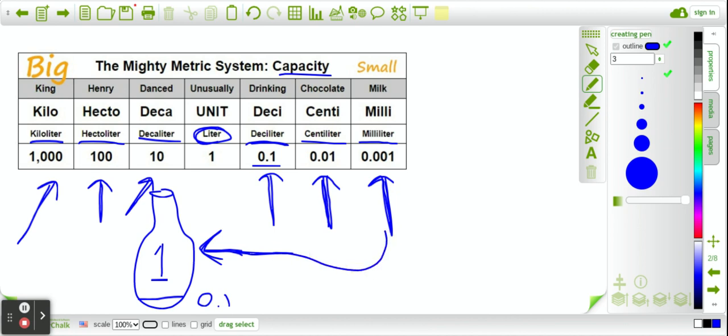And those are our capacity units for the metric system. Kiloliters, hectoliters, dekaliters, liters, deciliters, centiliters, and milliliters. The most common ones that you're going to hear about are the milliliter, the centiliter, the liter, and the kiloliter. Let's practice now.